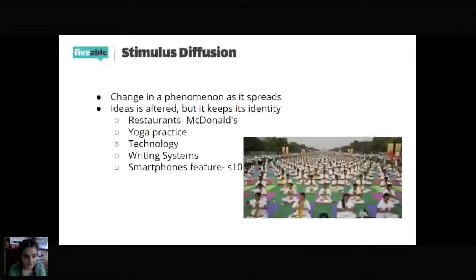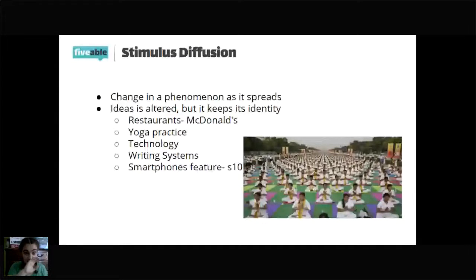Stimulus diffusion is just a little bit harder one to understand. Stimulus diffusion is when a phenomenon is spread, and as it is spreading, it changes. It's altered because of where it's spreading, because of the culture. It's changing because of the culture of where it's spreading, right?